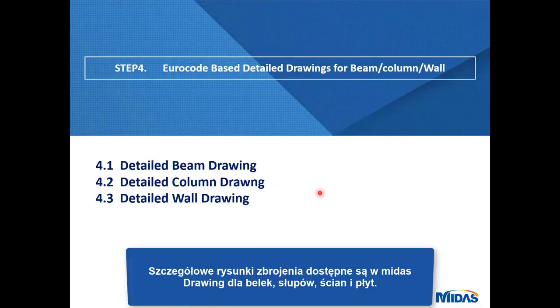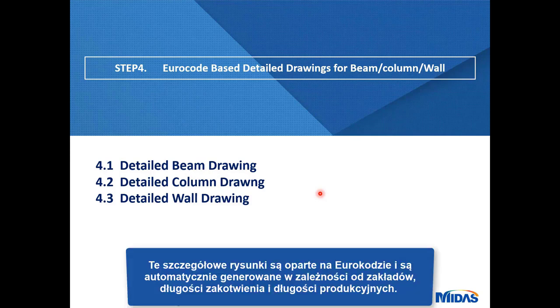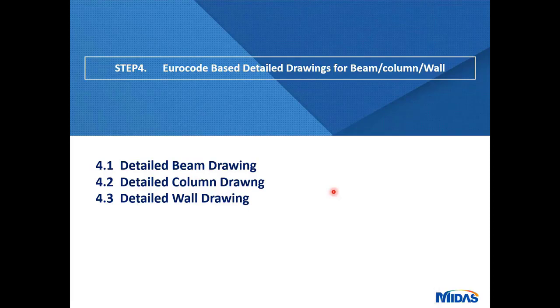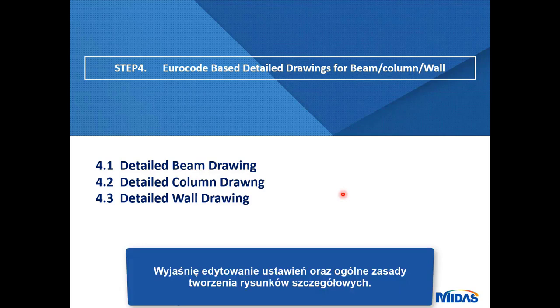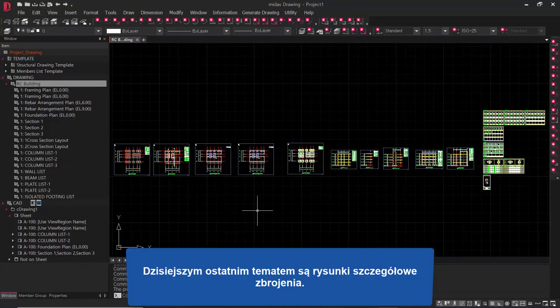The bar-bending schedule drawing generated by Midas drawing is for beam, column, wall, and slab members. These detail drawings are based on Eurocode and are automatically generated in consideration of lap splices, development, and fabrication lengths. I will explain the setting method and principle to create a detailed drawing. Today's final topic is the detailed drawing of the bar-bending schedule.